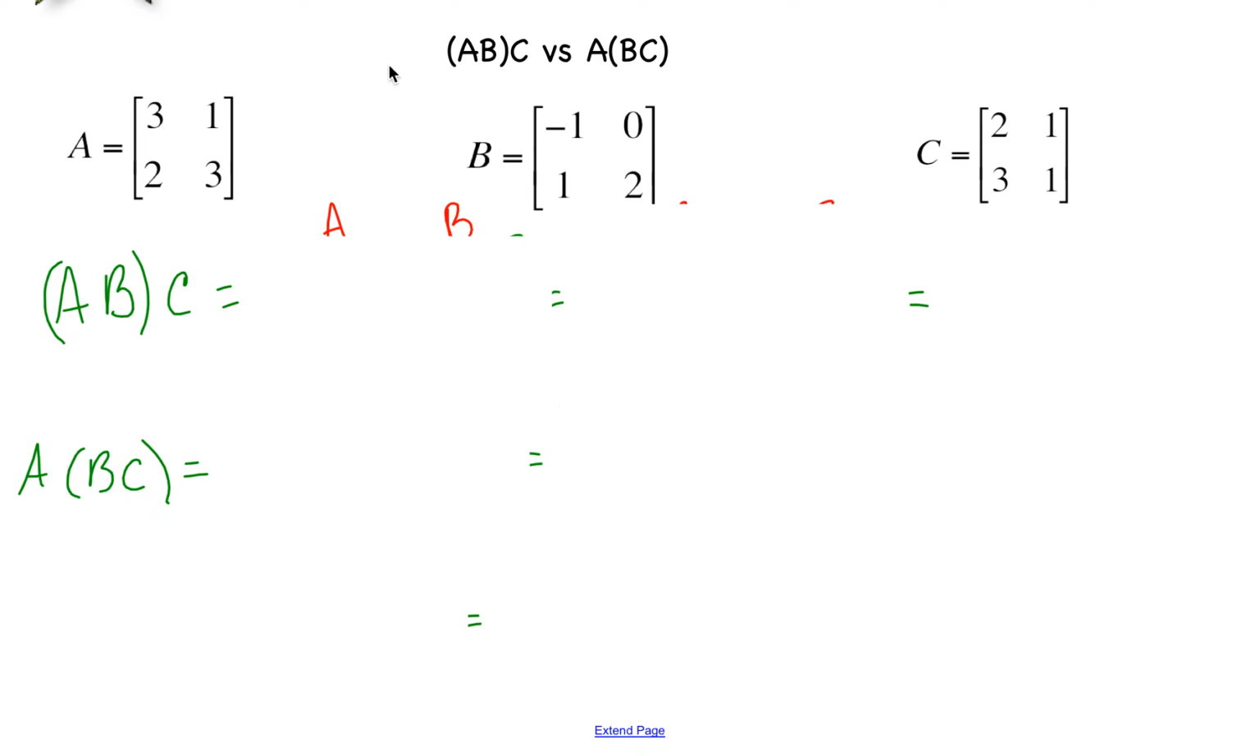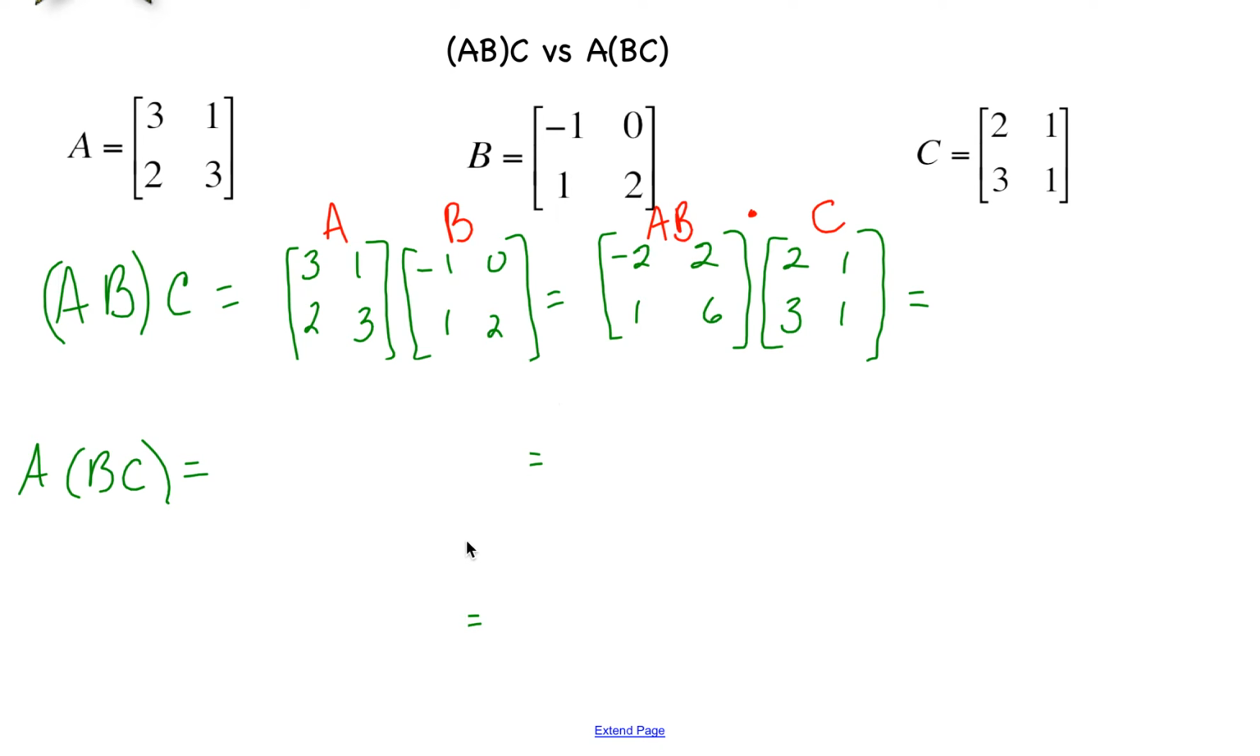So here we go. First of all, I'm going to multiply A times B, those two matrices together. They give me this matrix right here. I'm not going to take the time to explain that. You can work that through on your own. Then I'm going to multiply that resulting matrix, the product matrix, times C, and that gives me this matrix.